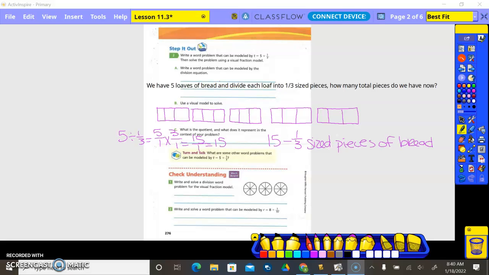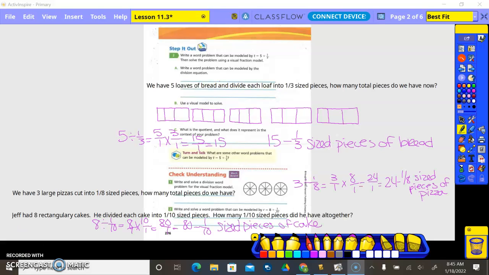So then to check ourselves for letter C, what is the quotient and what does it represent in the context of your problem? We did a division equation, we went back to it. We took 5 divided by 1/3, which equals 5 over 1 times 3 over 1, which equals 15 over 1, which then equals 15 simplified. And we said our answer is 15 1/3 size pieces of bread. Check for understanding. Write and solve a word problem for the visual fraction model.